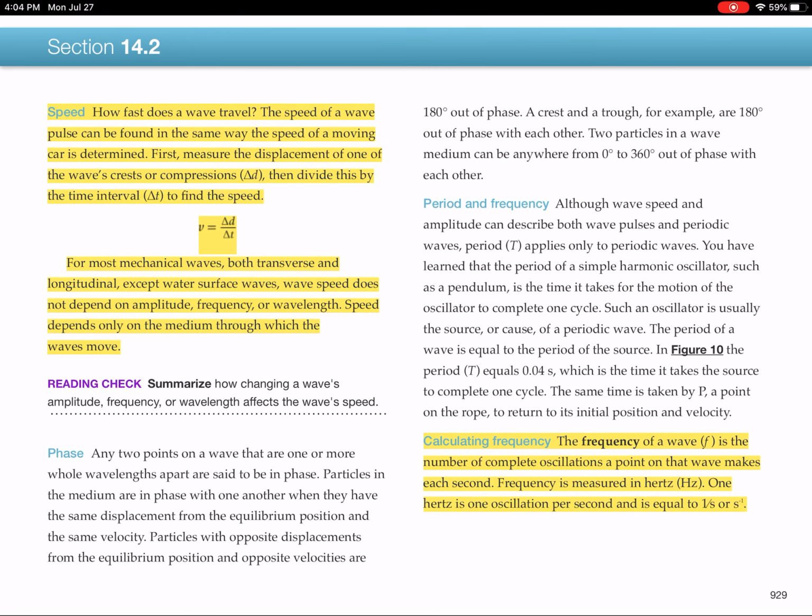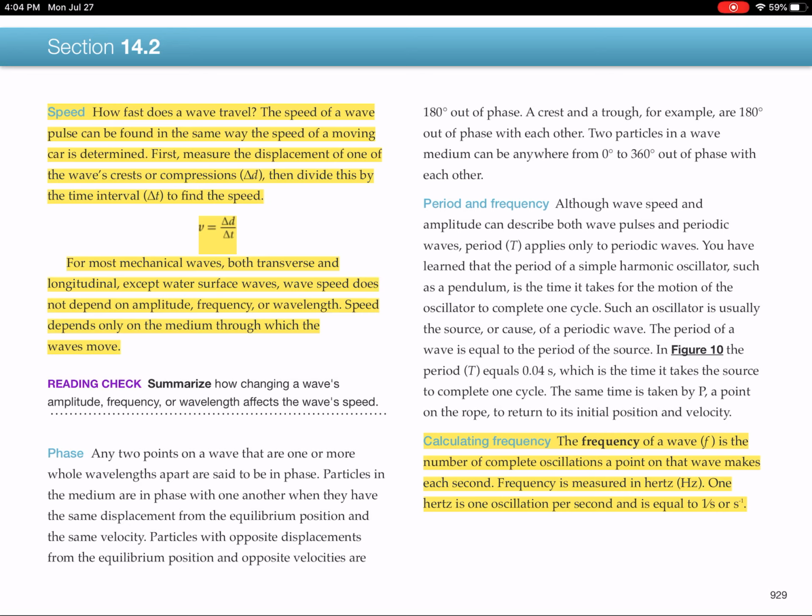Now, with that, waves also have a speed. So how fast does a wave travel? Take a look at the equation there. v equals d over t. Hey, we've seen that equation. Speed or velocity is distance over time. So it's the same exact thing here. Also notice down below, speed depends only on the medium through which the waves move. That's incredibly important for us.